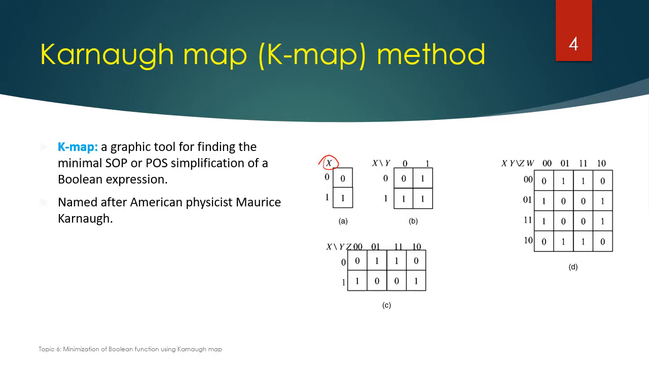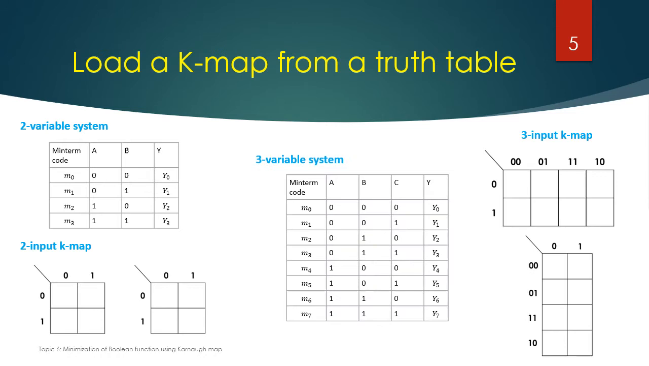So now let's look at the details. In order to use a Karnaugh map, the first step is to fill the boxes with the correct output value. So here I put the examples for 2, 3, and 4 variable systems. Let's have a look at how we can translate from the truth table to the map.